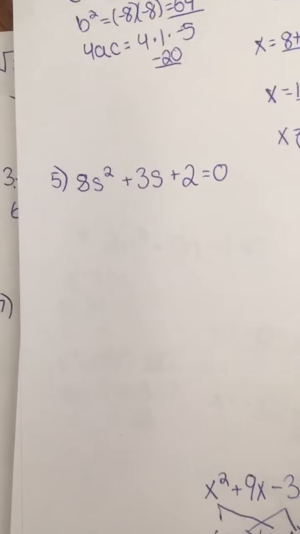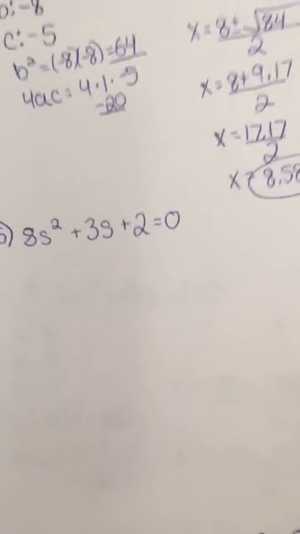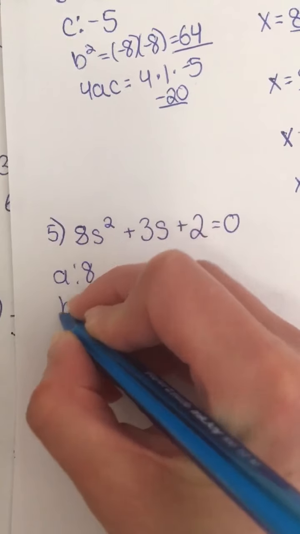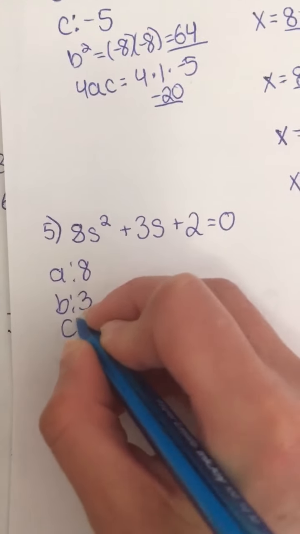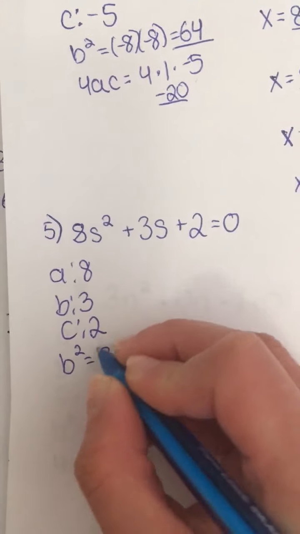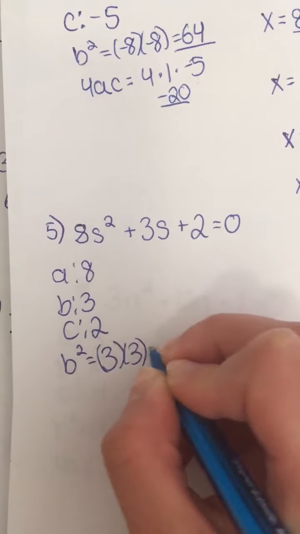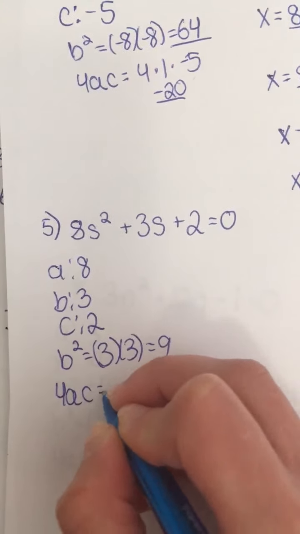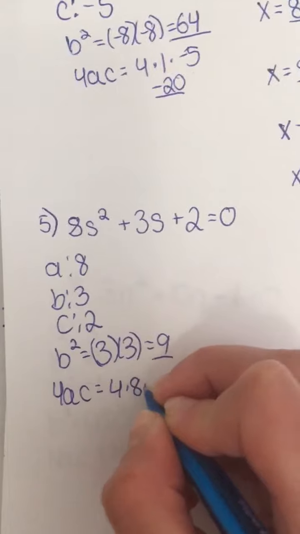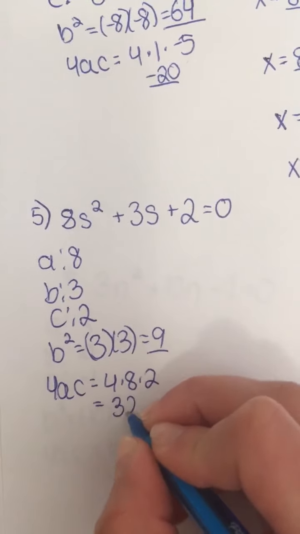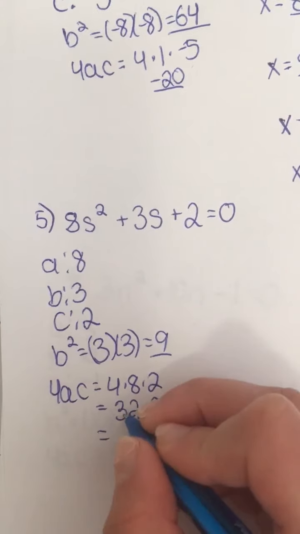Okay, we'll do one more, I believe also comes out to be imaginary, but let's see. So A, B, C, all positives. B squared, 3 times 3 is 9. 4ac is 4 times 8 times 2. That would be 32 times 2, which is 64.